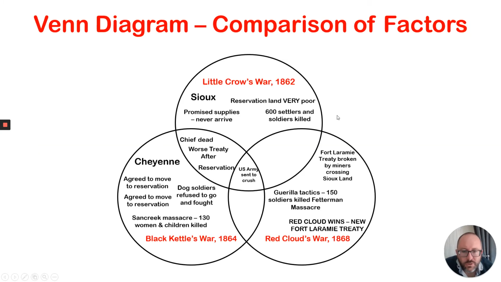Venn diagrams you are used to. This is showing obviously some of the wars. You could add more detail into it, but it's showing Black Kettle's War and Little Crow's War had far more to do with each other than Red Cloud's War. The big difference was Red Cloud's War was a success. Okay. So again, it's nice to show similarity and difference.